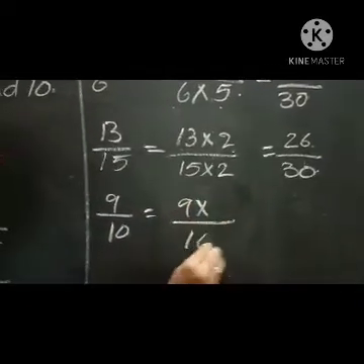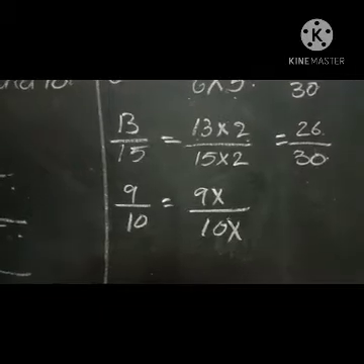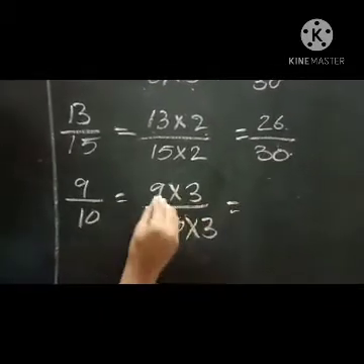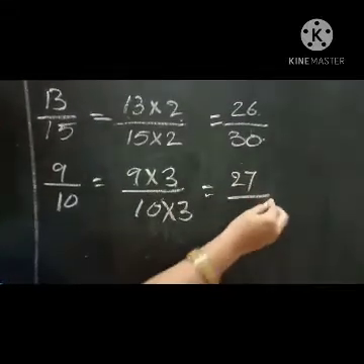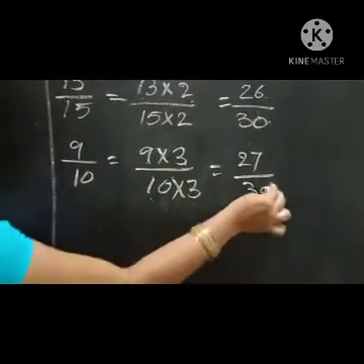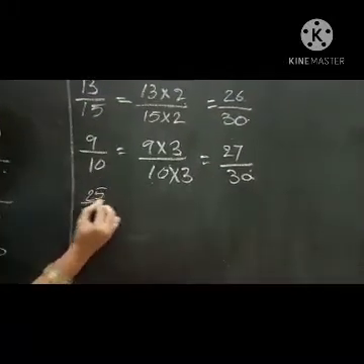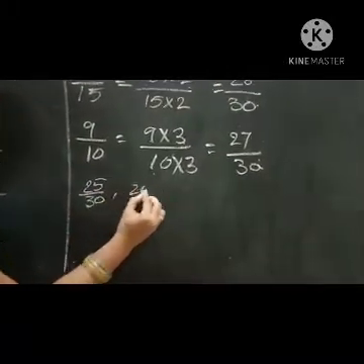9 into 10 into. In the 10 table, 30 how many times are there? 3 times now. 3 3. 9 3s are 27 and next 10 3s are 30. So write these numbers here down. 25 by 30. Next 26 by 30.